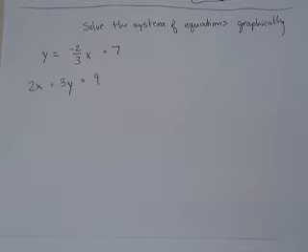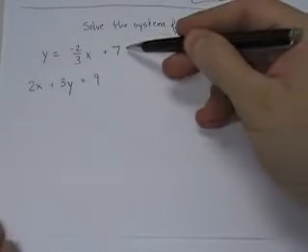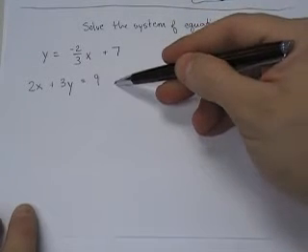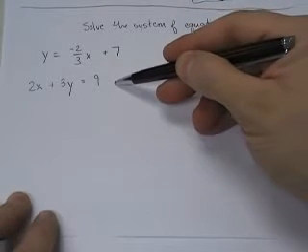We've been asked to solve this system of equations graphically. The first step to solve a system of equations graphically using your TI-83 is to put both equations in slope-intercept form. The first equation is already in slope-intercept form, so I need to convert the second equation to slope-intercept form.